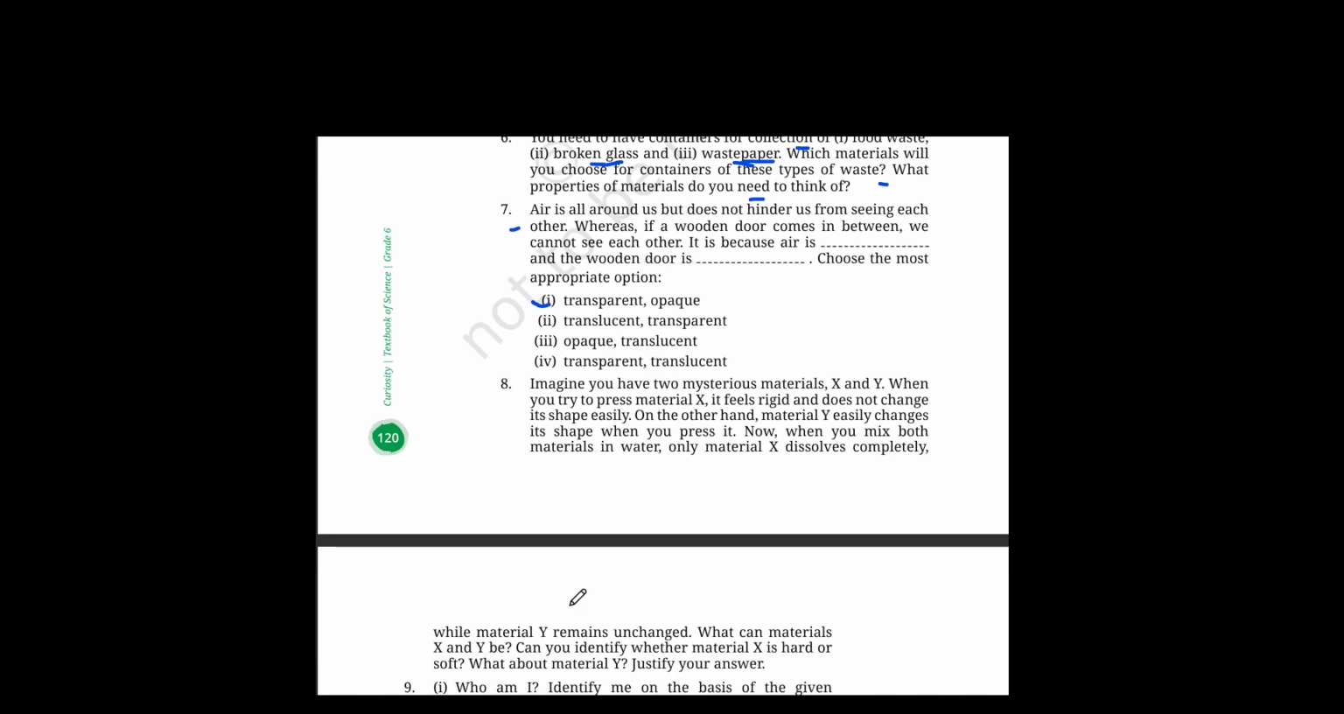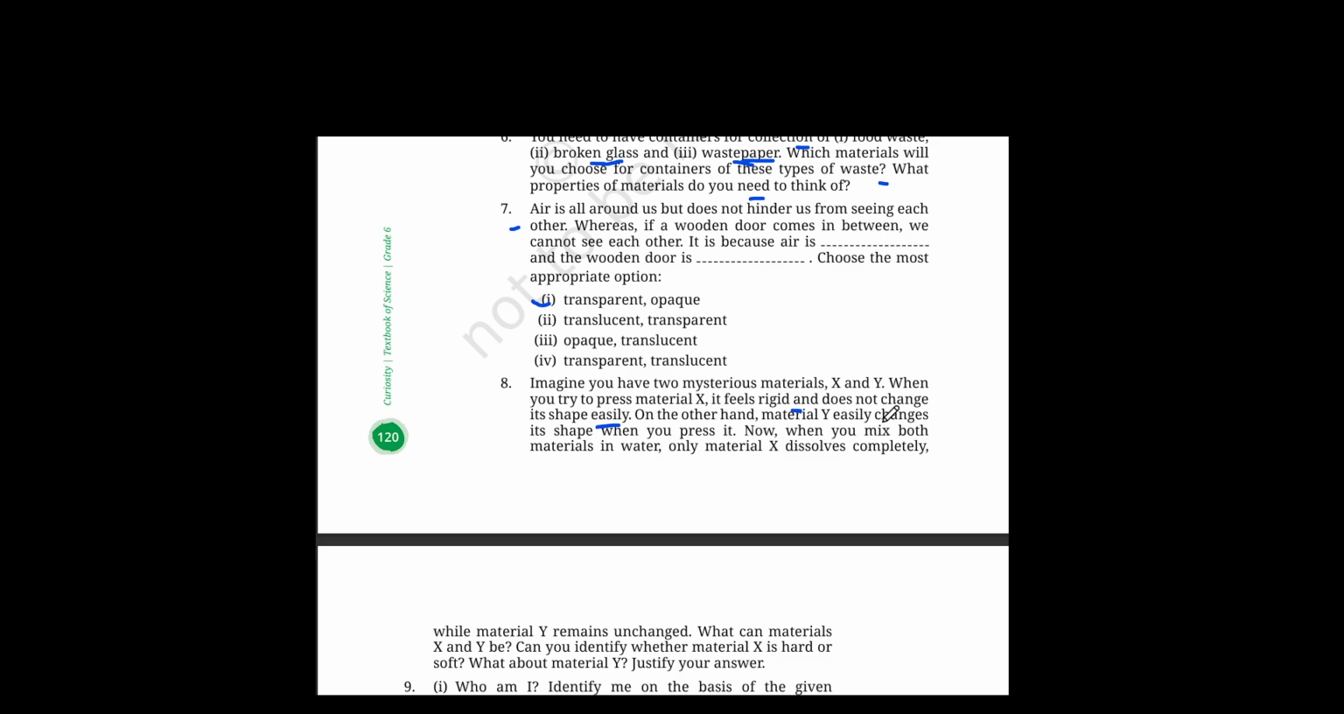Next question. Imagine you have two mysterious materials X and Y. When you try to press material X, it feels rigid and does not change its shape easily. So we have two mysterious materials, we do not know what they are, we can just feel their properties. So when we try to press X, it is very hard and it does not change its shape easily; its shape is not changing when we are pressing it.